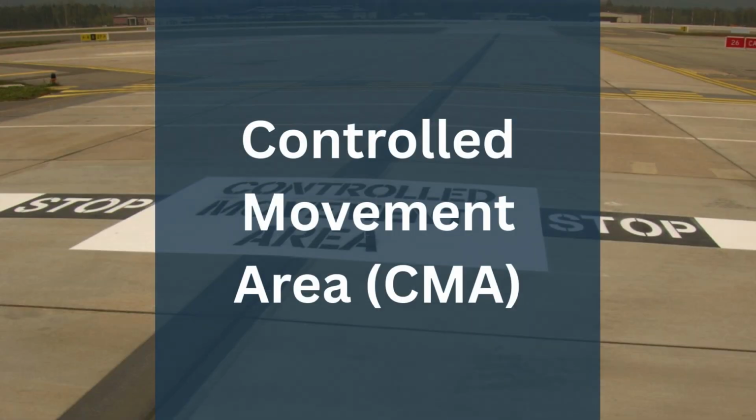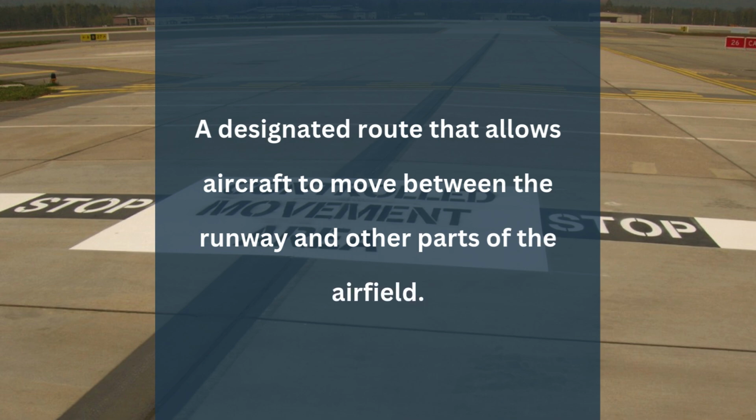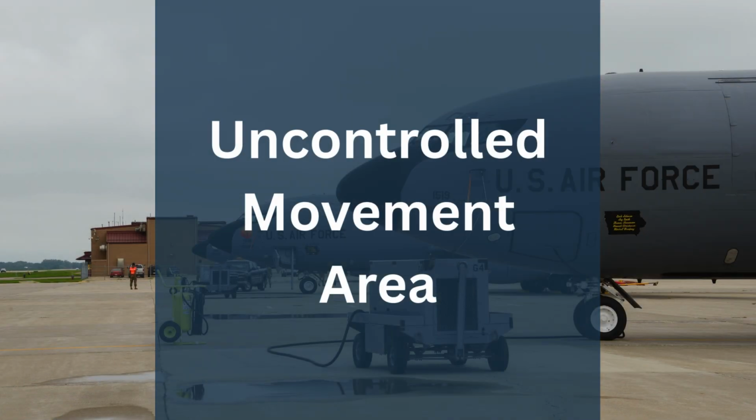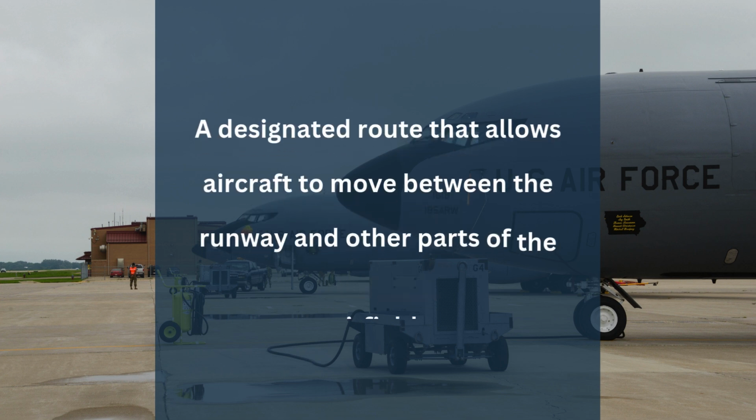The controlled movement area, or CMA, includes areas like runways and taxiways. Access is strictly regulated by air traffic control to ensure safety. The uncontrolled movement area encompasses zones such as the apron and maintenance facilities, where ATC instructions are not required.